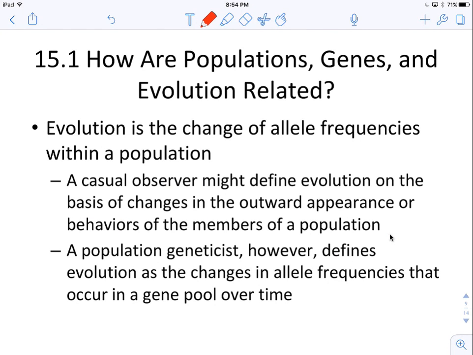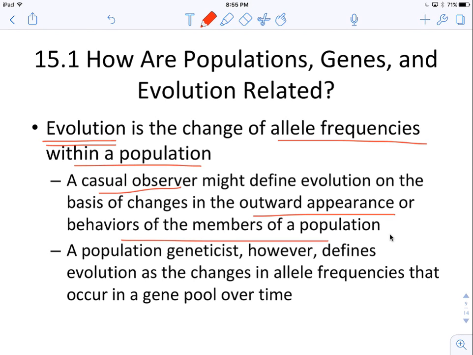So, how do population genetics and evolution relate to each other? Evolution is the change of allele frequencies within a population. A casual observer, a non-scientist, might define evolution on the basis of change in the outward appearance or behavior of the members of a population, because that's what they can see. They can see phenotype.